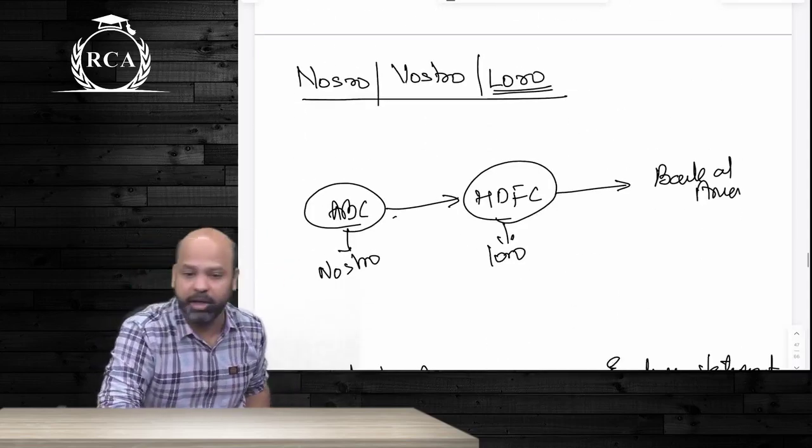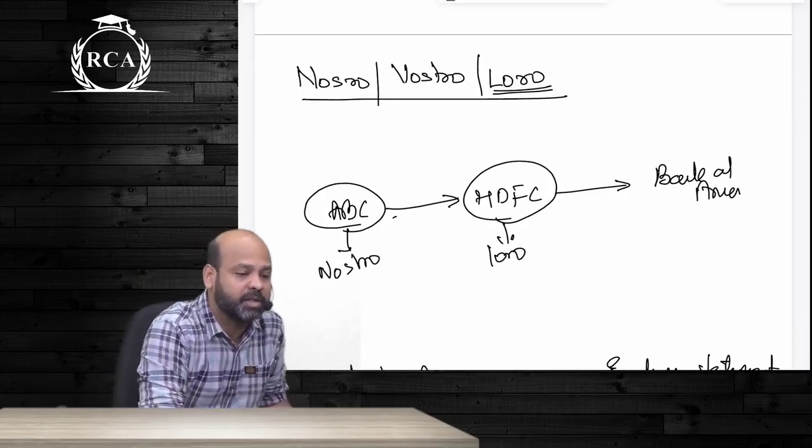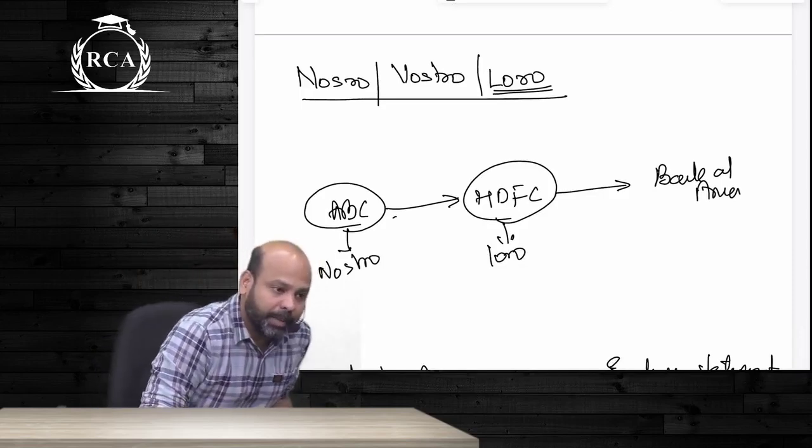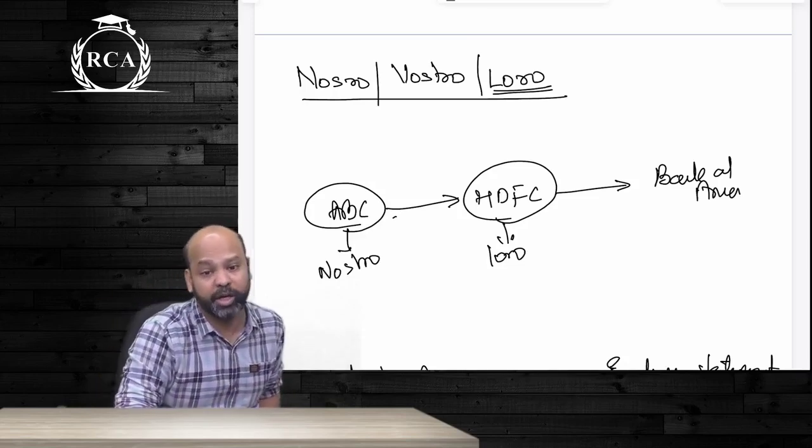After that, beta, we did Nostro and Vostro accounts. A Nostro account is where an Indian bank is holding a foreign currency bank balance account with a foreign bank. Why do they hold it? For ease of executing transactions.